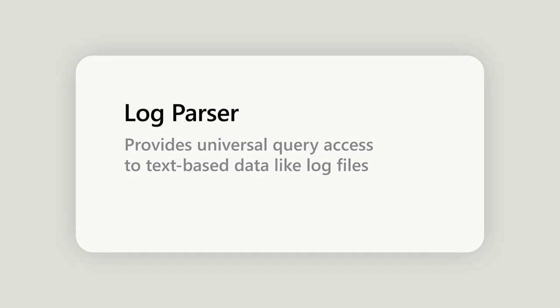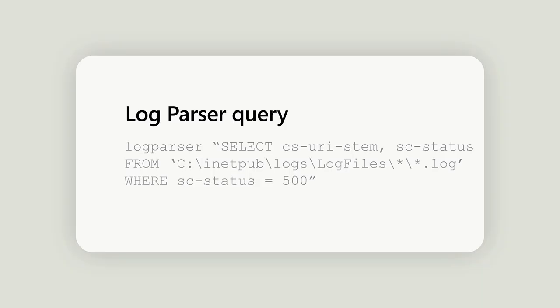Log Parser provides universal query access to text-based data such as log files. For example, this is a Log Parser query to find 500 internal server errors, which are HTTP status codes that indicate that the server encountered an unexpected condition that prevented it from fulfilling the request. This command helps identify which pages are throwing server errors, which is a vital step in troubleshooting web applications.